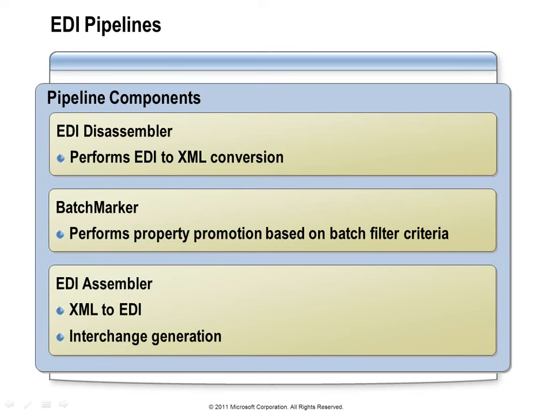And we have a special component called the batch marker. This is going to perform some property promotion based on certain criteria we can set up in the party information to identify whether or not a particular message is going to be part of a batch. And we'll cover batch processing in a later module.